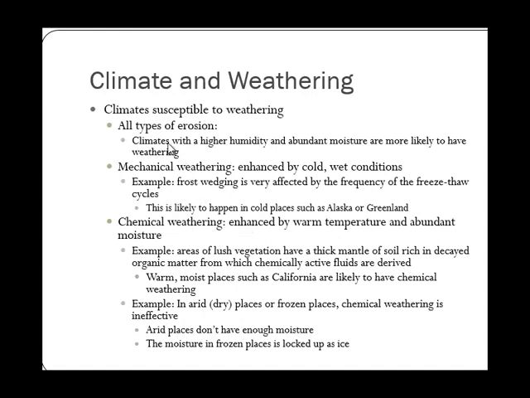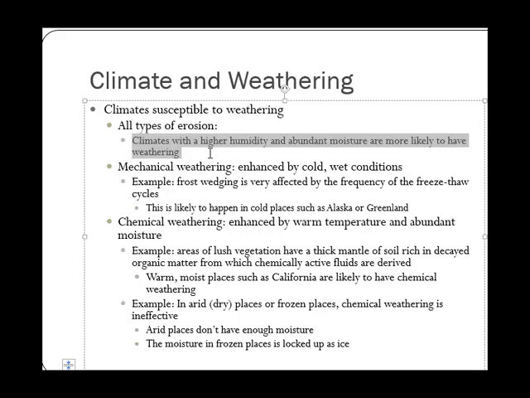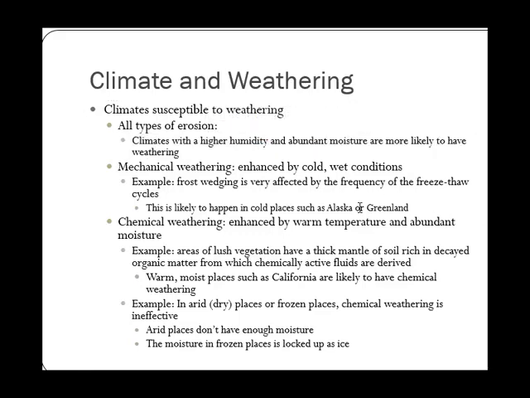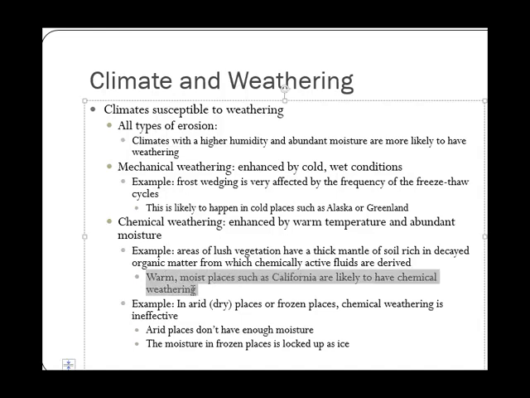And again, this is kind of review, but let's look at this. Climates with higher humidity and abundant moisture are more likely to have weathering for all the reasons we discussed before. Mechanical weathering is made more by cold and wet conditions. That's really frost action, like in Alaska or Greenland. Chemical weathering is helped by warm weather and moisture, like lush vegetation, the root action of the plants that are grown break apart the rocks. So warm, moist places like California are likely to have chemical weathering. In dry places or arid places, which means dry or frozen places, there's very little chemical weathering.